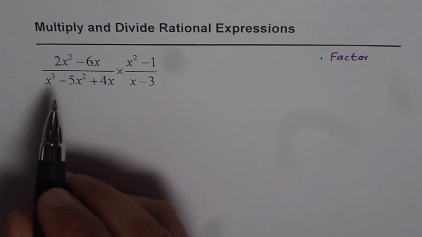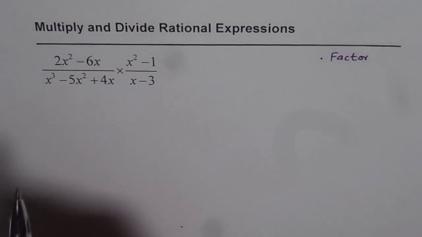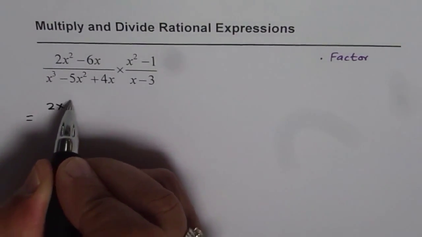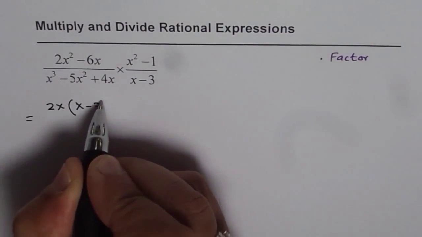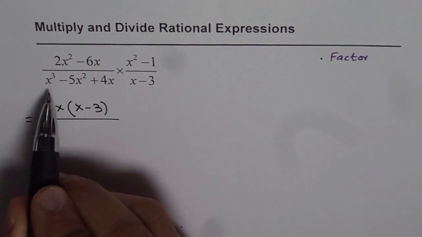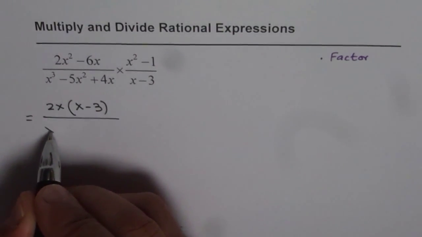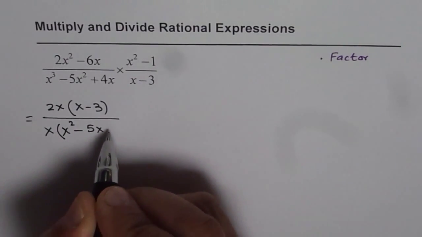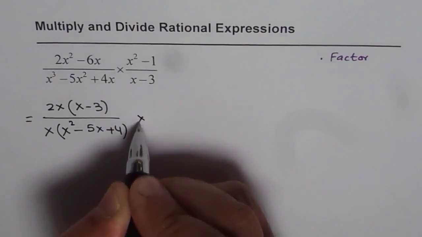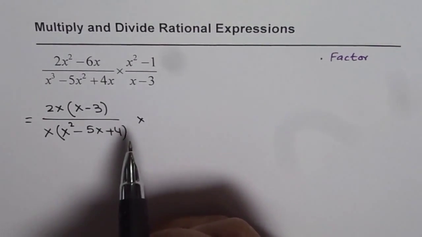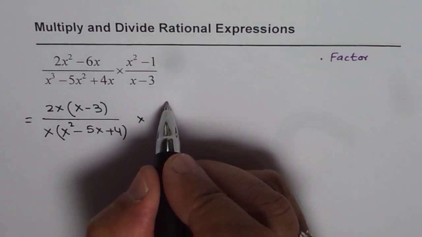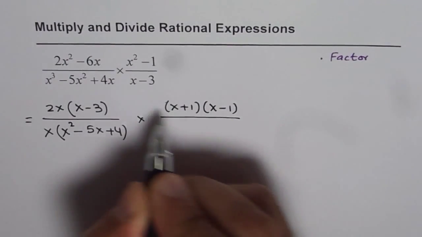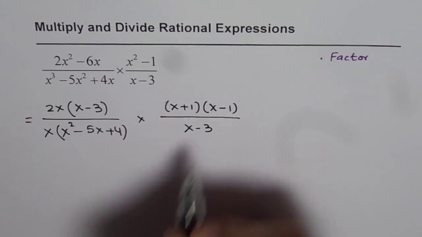So let us factor. Let's start with 2x squared minus 6x. Now here 2x is the common factor, so we can write 2x. We get x minus 3 in the numerator. The denominator, we see that x is common, so let me take x as a common factor, and we get x squared minus 5x plus 4. The next term is x squared minus 1, which is difference of squares, so we could write this as x plus 1 times x minus 1. Denominator is x minus 3 for us.